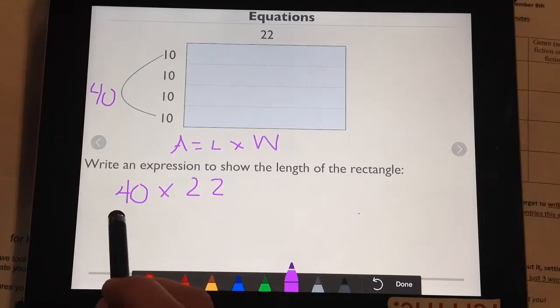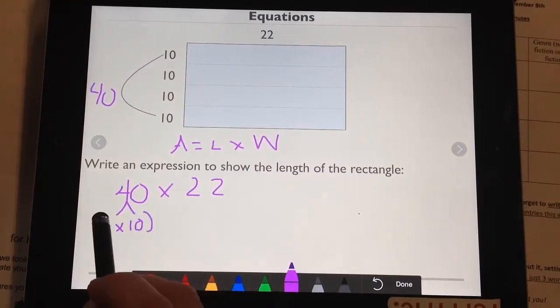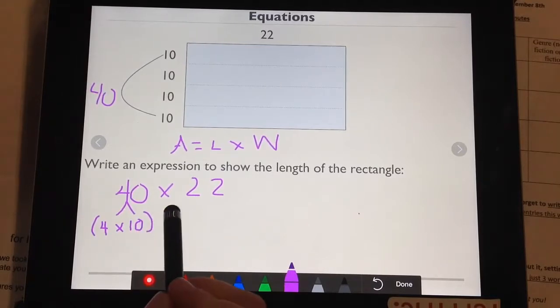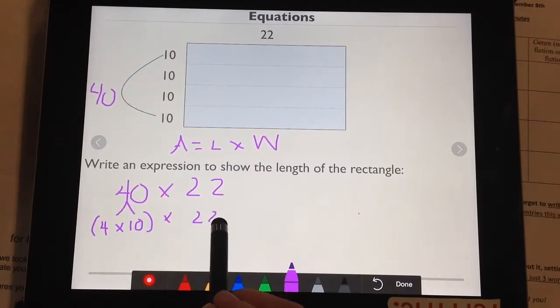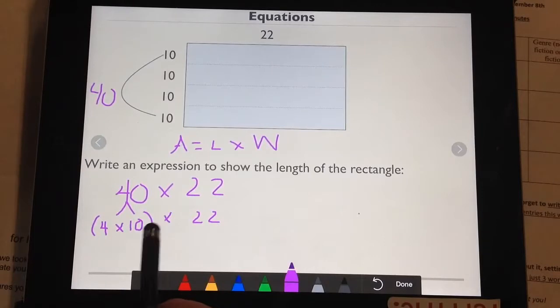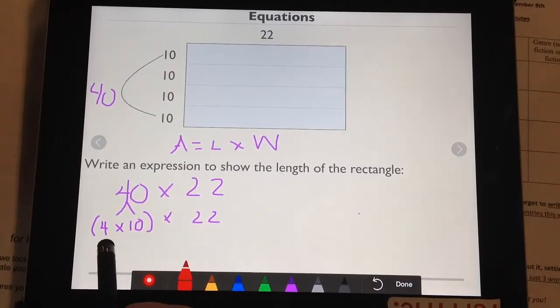The associative property is where you break this down and put it into parentheses, and then bring down your 22. Then we switch our parentheses by bringing down our 4. Nope, I lied. By bringing down our 10, and then switching up our parentheses.